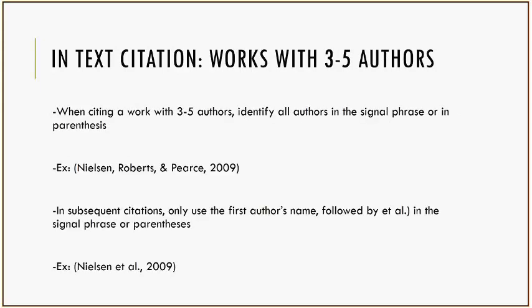In-text citations for works with 3 to 5 authors. When citing a work with 3 to 5 authors, identify all authors in the signal phrase or in the parentheses. So there's the example right there, Nielsen, Roberts, and Pierce in 2009. Notice the "and" there is not written out. It's the shorthand version because it's in the parentheses. And then in subsequent citations, only use the first author's name followed by et al., just like you see it there, E-T-A-L dot, in the signal phrase or parentheses. So for example, Nielsen et al., comma, 2009. So I only need to use those 3 authors written out completely one time in text.